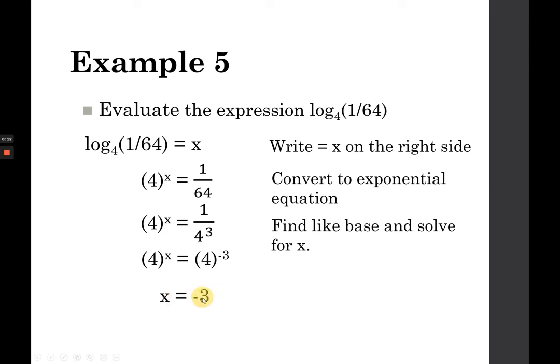This means 4 to the power of -3 is equal to 1 over 64, because 4 times 4 times 4 is 64, and if the exponent is negative, it becomes 1 over 64.